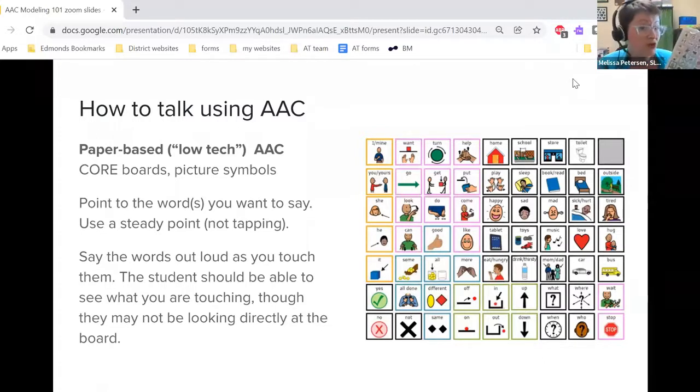And we're modeling for our students. So if we do it, they'll do it. And you'll get students who are just banging on a board. So it's helpful to just use a static point and point to the word that you want to say. And then you just say it, because the board doesn't talk for you. It is more important for the student to be able to see the board, although they don't need to be looking directly at you to be paying attention.